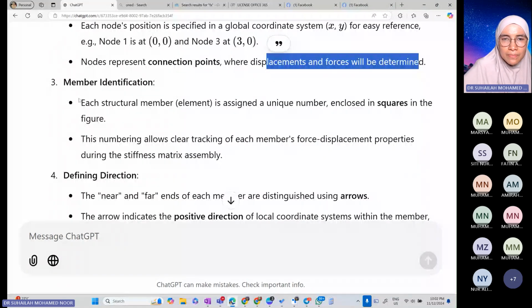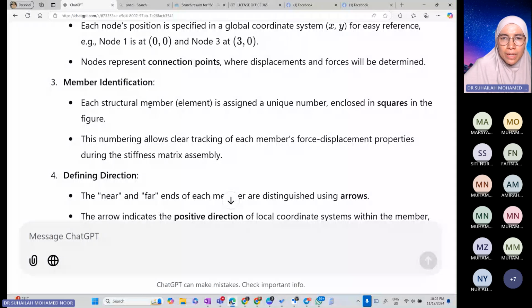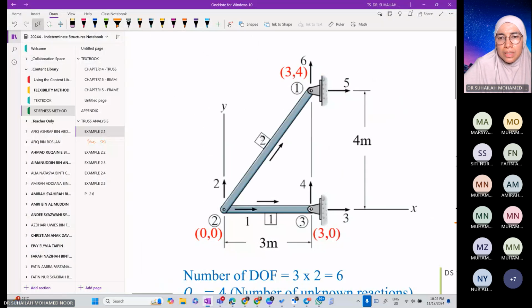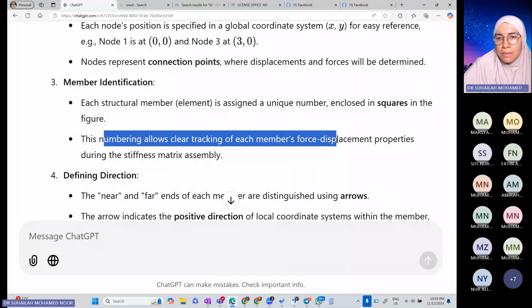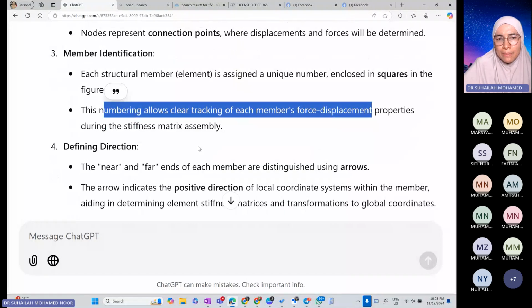Member identification. Each member or element is assigned a unique number too, enclosed in a square in the figure. Element 1, element 2, in the square. This is for elements or members. This numbering allows clear tracking of each member's force and displacement properties during the stiffness matrix assembly.